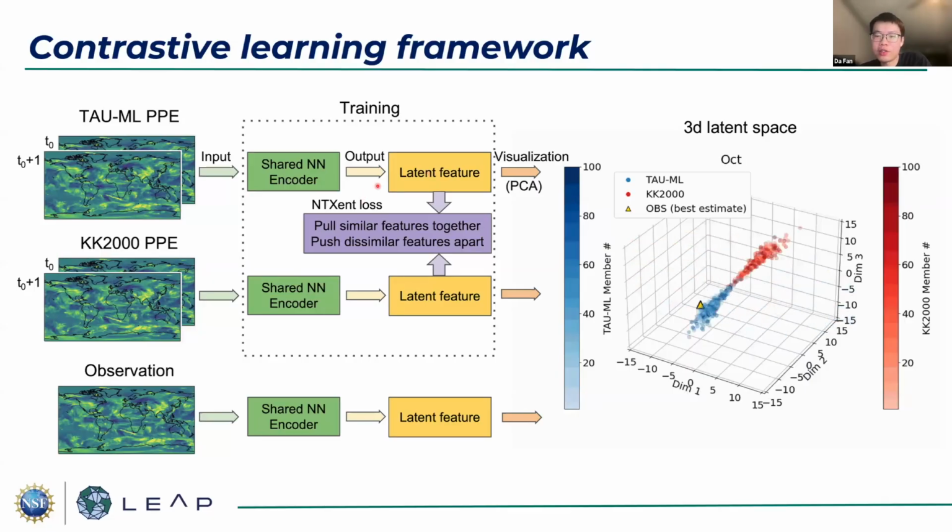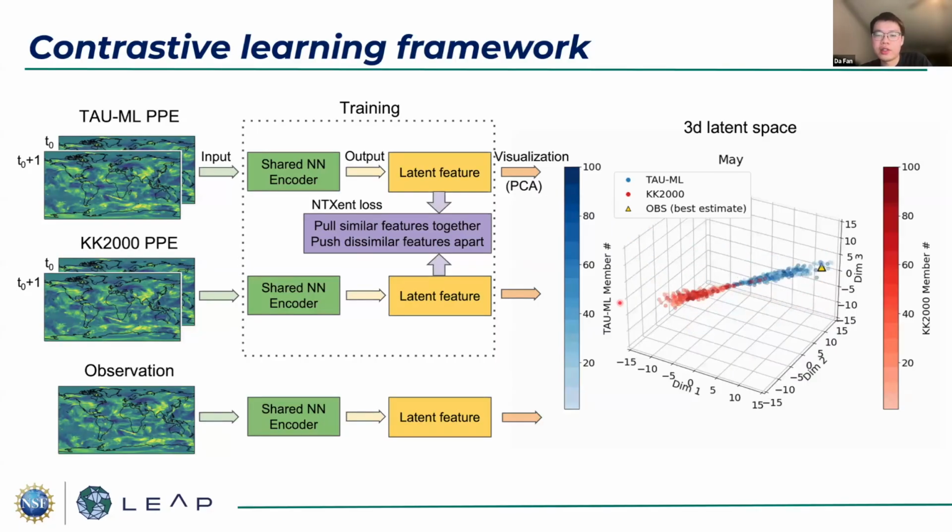In the training step, the model pulls similar features in the latent space together and pushes dissimilar features apart. And after the training, we project the observations into the same latent space using a shared encoder just for comparison, and also as the benchmark. And then we use principal component analysis to further reduce the dimension from 128 to 3 dimensions just for visualization.